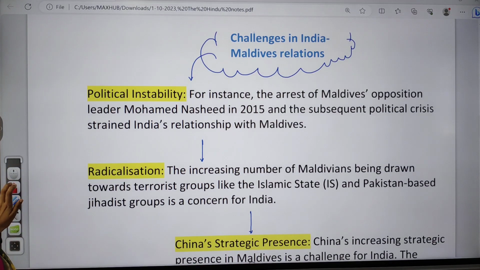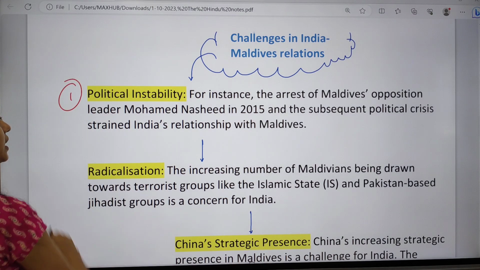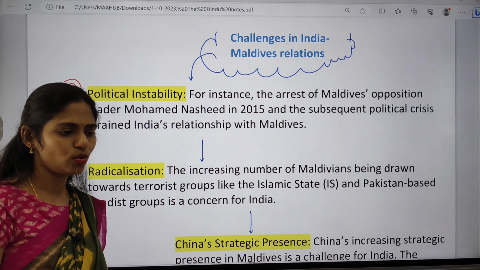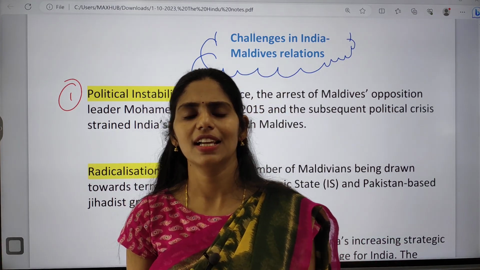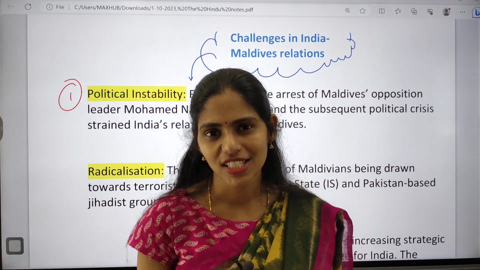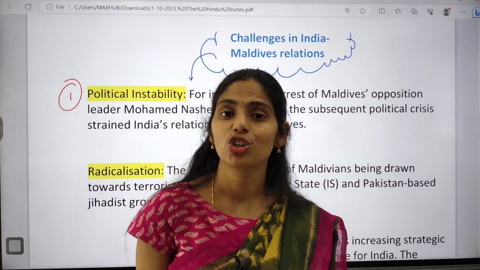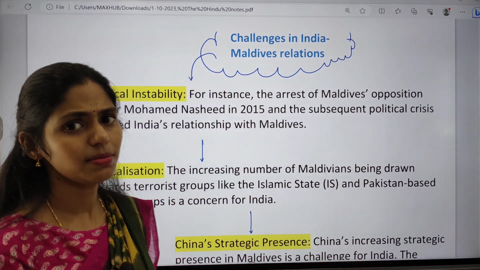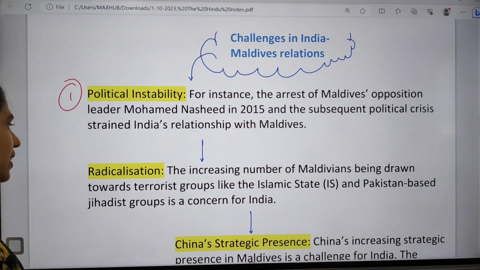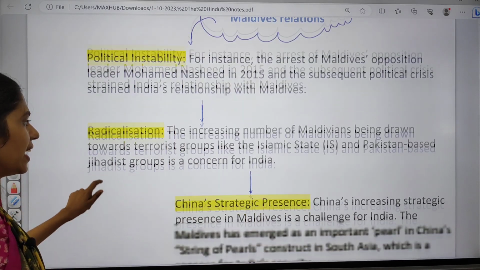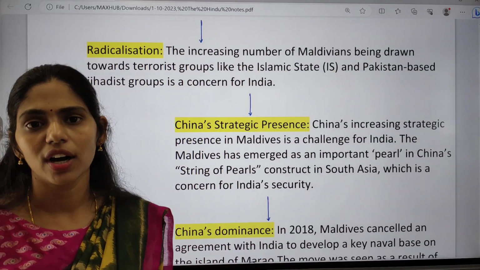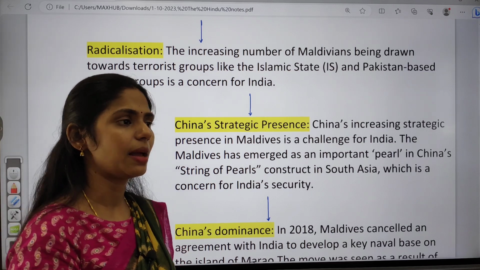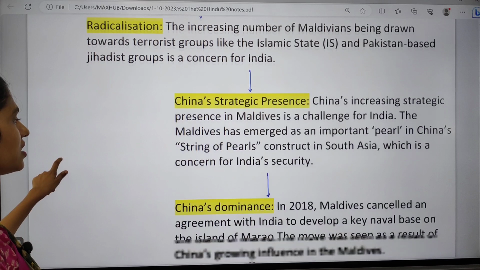So what are the challenges that we are seeing in India-Maldives relations? The first one is always political instability, right? One time a pro-China government comes into power, another time a pro-India government comes to power. Whenever a pro-Chinese government comes into power, there will be a change in foreign policy, so it will cause some instability in the relations between India and Maldives. And the next one is radicalization. Most of the Maldivians are joining terror organizations or groups like the Islamic State. So it is also a cause of concern for India.